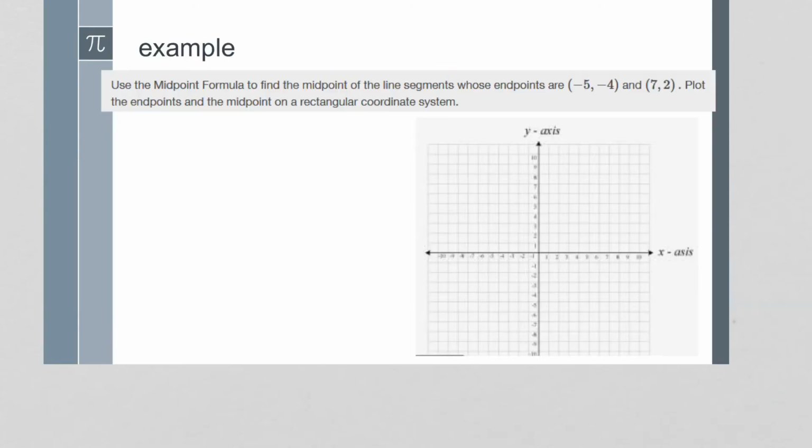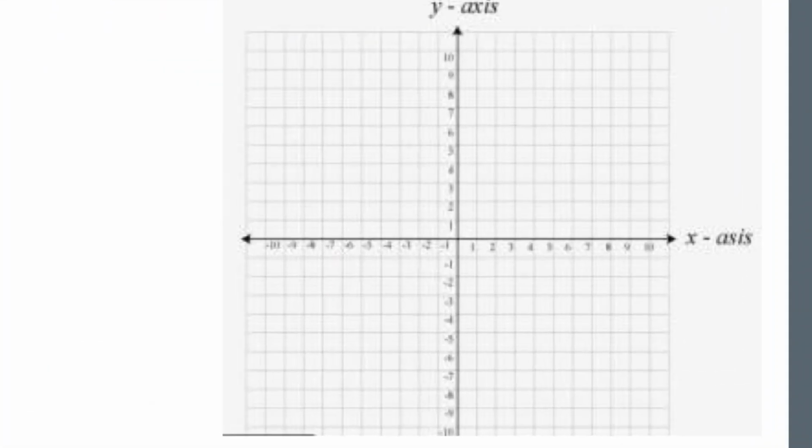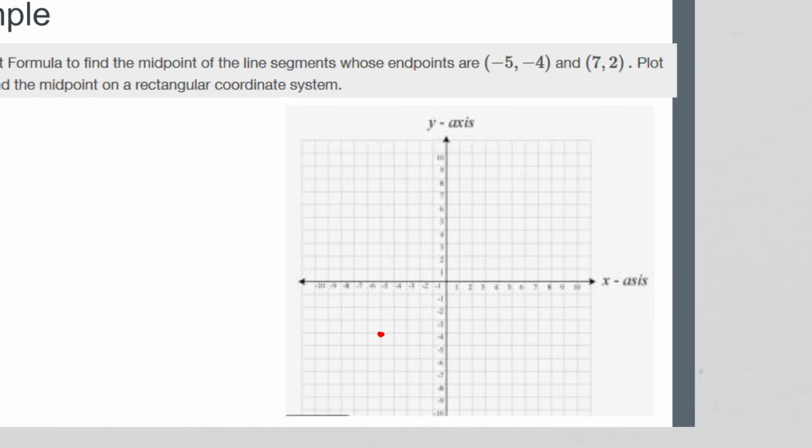All right, so this problem says use the midpoint formula to find the midpoint of the line segments whose end points are negative 5, negative 4. So let's plot that first. Negative 5. Let's see here. 1, 2, 3, 4, 5. There's negative 5. Negative 4 is down here. Okay, now I have to draw it. And my eyeballs don't want me to see it. Okay, there's negative 5, negative 4. Yep, okay. All right, now the other one is 7, 2.